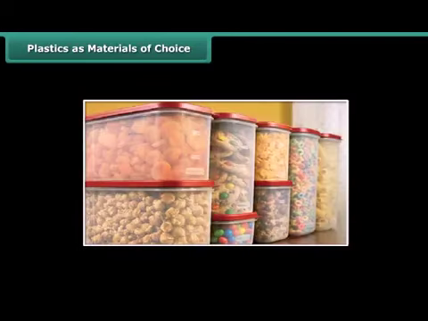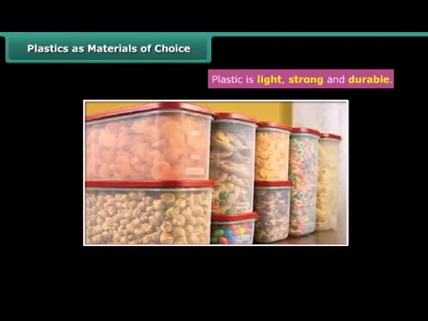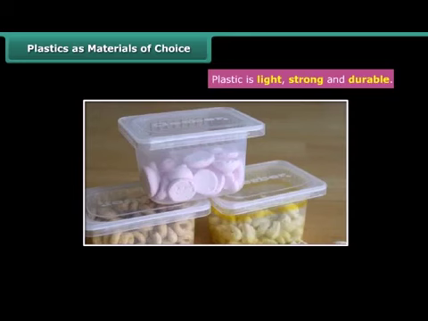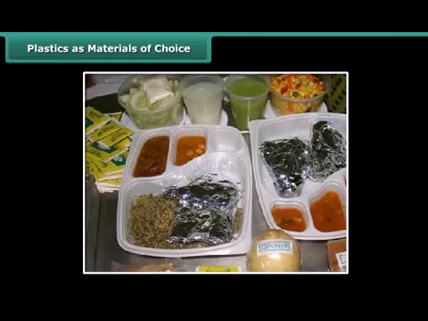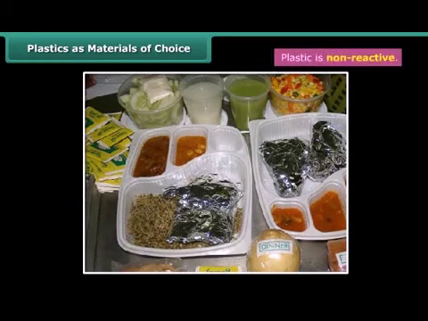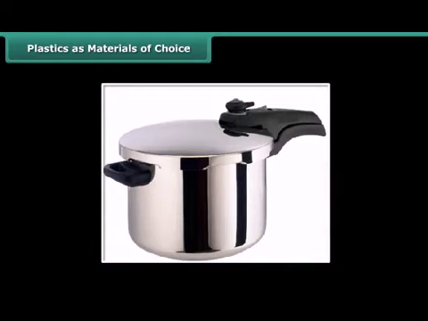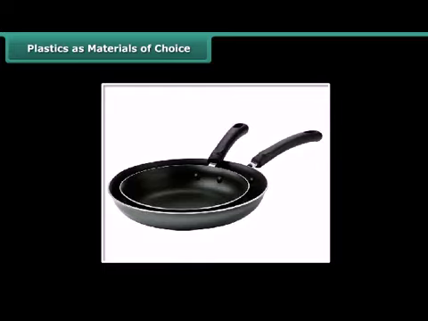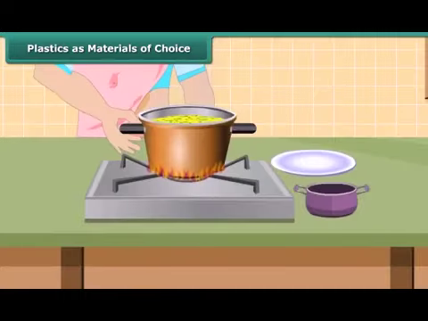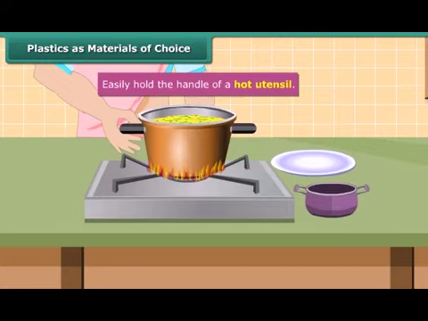Why are plastics so widely in use? The plastic containers are mostly used for the storage of food grains, pickles, salt and spices, since these are relatively non-reactive and impermeable to moisture. Since plastic is a poor conductor of electricity, the electrical wires have plastic covering. Did you ever notice that the utensils which are used for cooking have plastic handles? Plastics being poor conductors of heat, we can therefore easily hold the handle of a hot utensil.